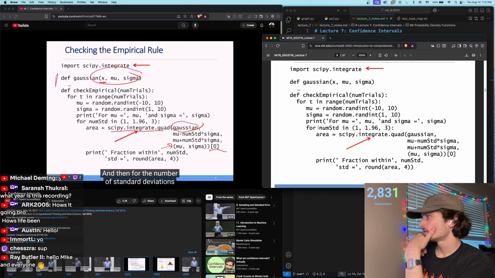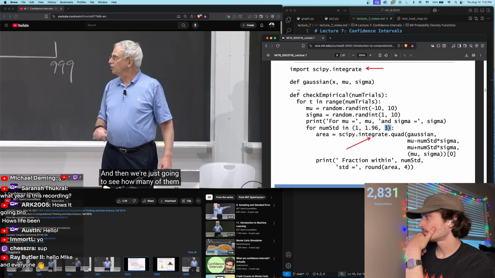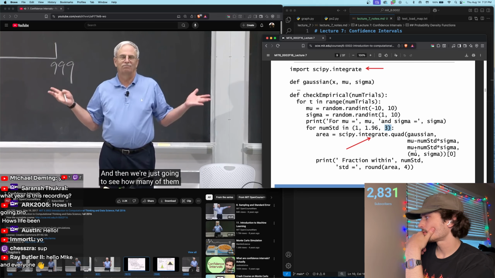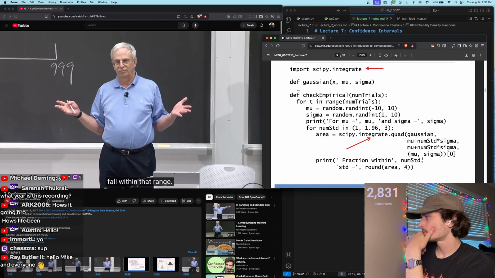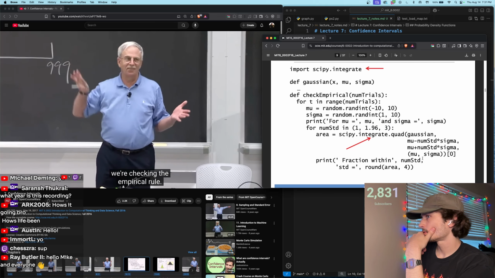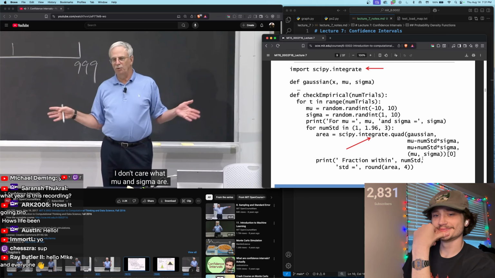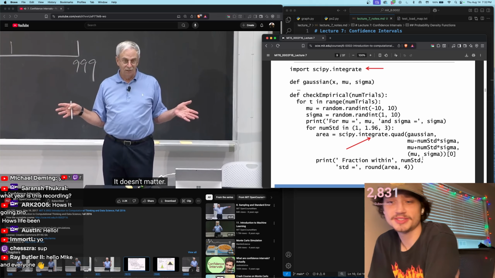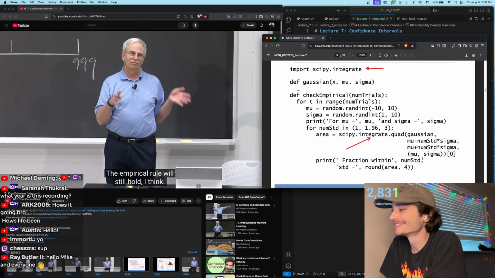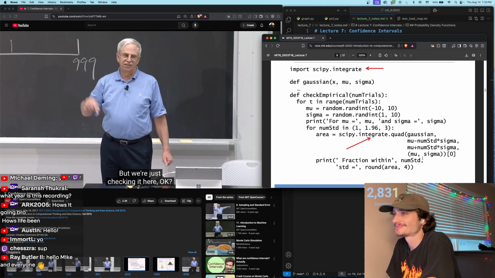For the number of standard deviations in 1, 1.96, and 3, I'm going to integrate the Gaussian over that range. And then we're just going to see how many of them fall within that range. In some sense, what we're doing is we're checking the empirical rule. We're saying, take a Gaussian, I don't care what mu and sigma are, it doesn't matter. The empirical rule will still hold, I think. But we're just checking it here.